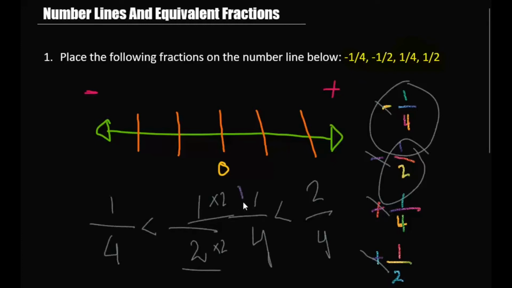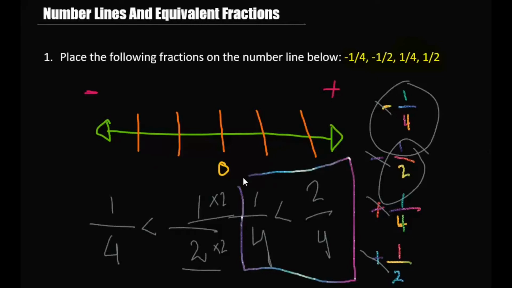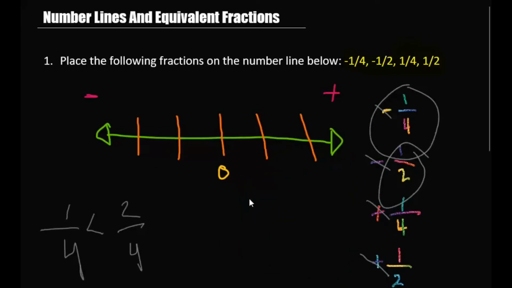So now we know that 2/4 is bigger than 1/4. So we can just fill out the positive numbers, which are to the right of 0 normally. 1/4 is smaller than 2/4, so 1/4 comes first. And since 2/4 is bigger than 1/4, next we have 2/4.